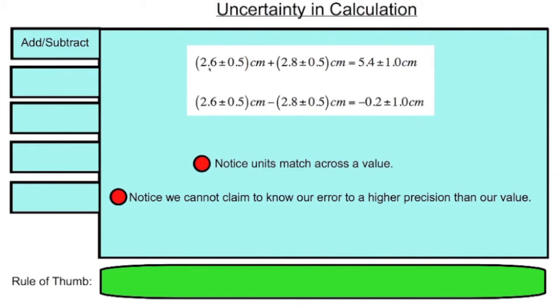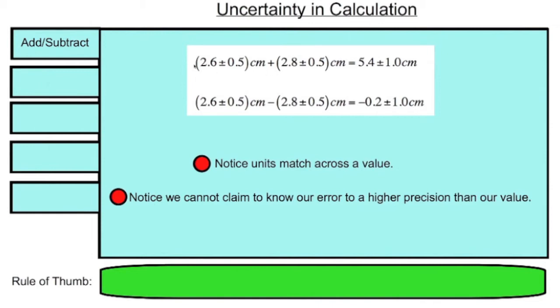So in the top one we just go 2.6 plus 2.8 to get 5.4, and then we add the uncertainties to get 1 centimeter of absolute uncertainty. We just leave them as absolute uncertainties for addition and subtraction since we can sum them so simply. And here it's the same procedure, 2.6 minus 2.8, and then we add the uncertainties together. Just notice that the units have to match across the values.